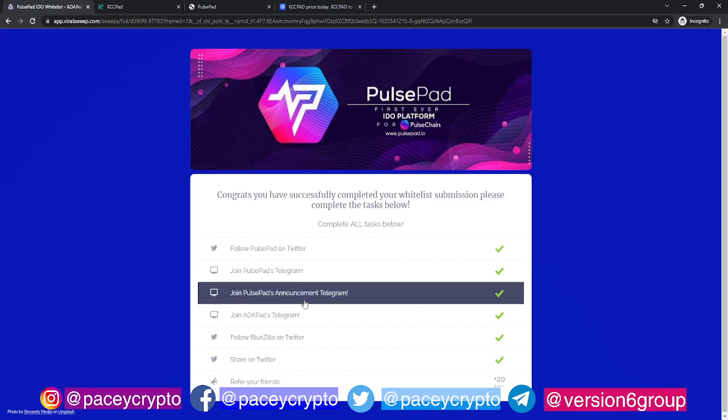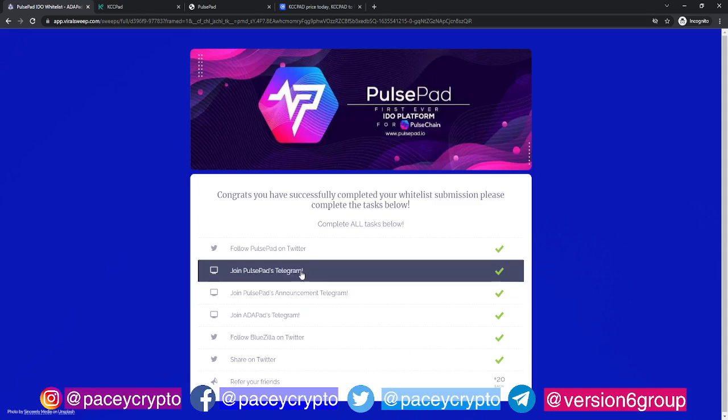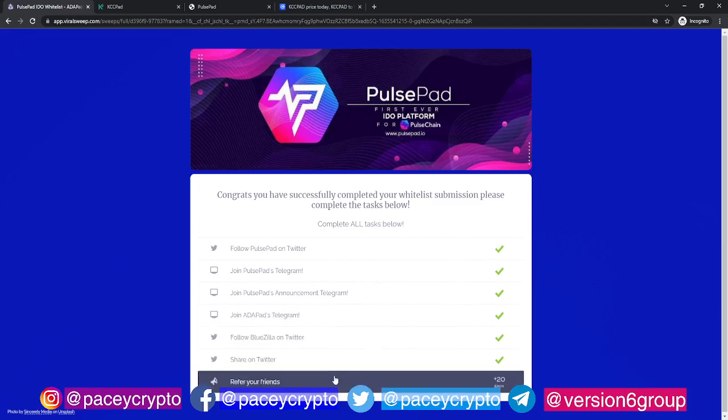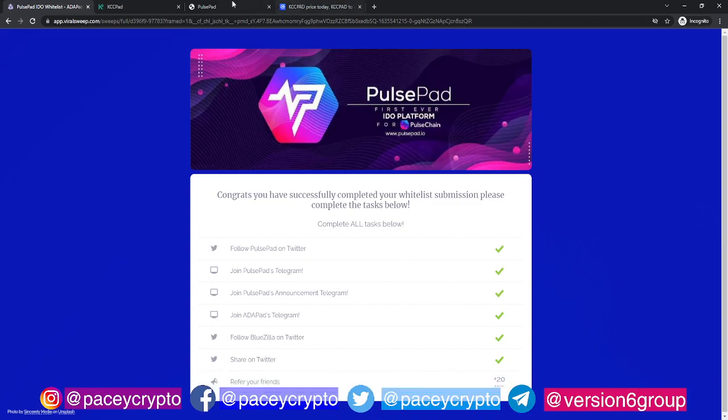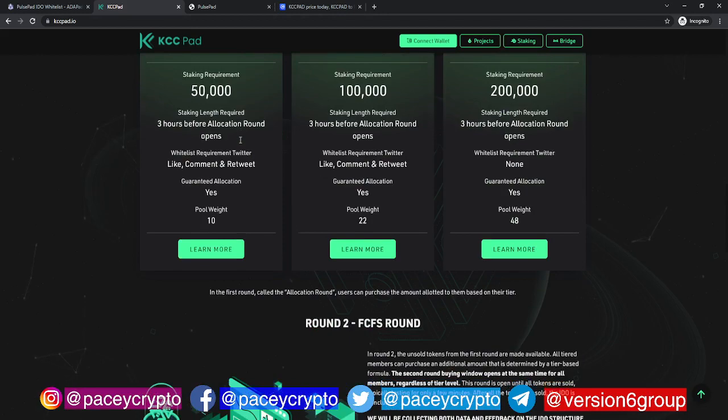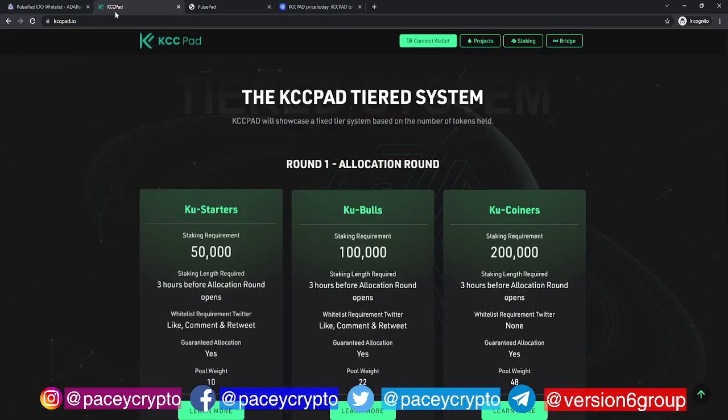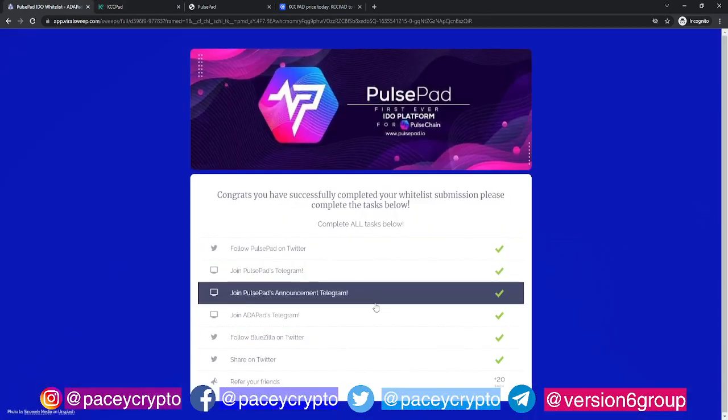Now, the whitelist, as I said, is a lottery. When you do these tasks, you're just getting lottery tickets, right? More lottery tickets, right? And then referring friends is going to give you the most lottery tickets, right? So the more people you refer, the higher the chance of you being able to get into this whitelist. Now, what does this whitelist do? Essentially, it's going to get you into the base tier of each of the platforms that you signed up for.